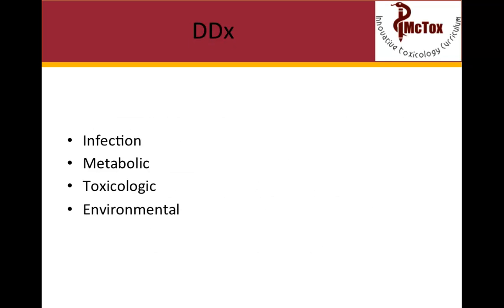Since the hot and altered patient has such a broad differential, it helps to group them into 4 main categories. 1. Infectious, such as meningitis. 2. Metabolic, such as thyroid storm. 3. Toxicologic causes, including ASA and NMS. 4. Or environmental, such as heat stroke. This list is by no means exhaustive, but is a good place to start.